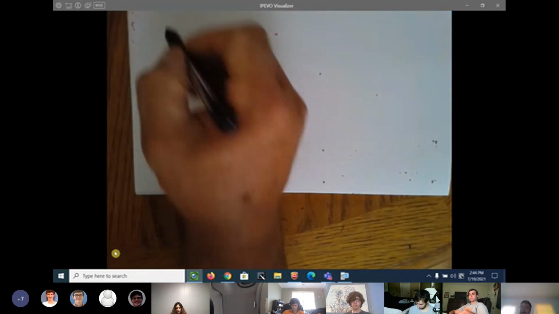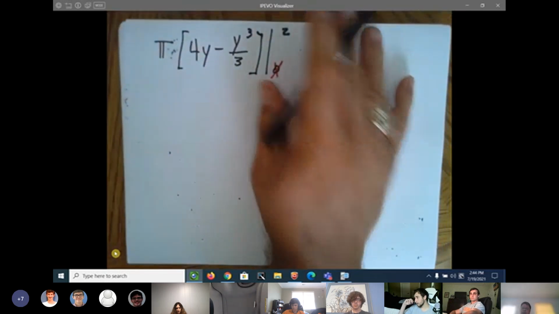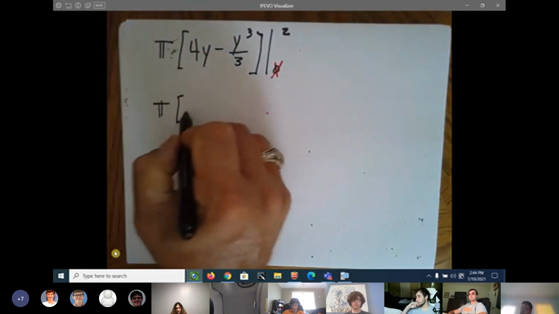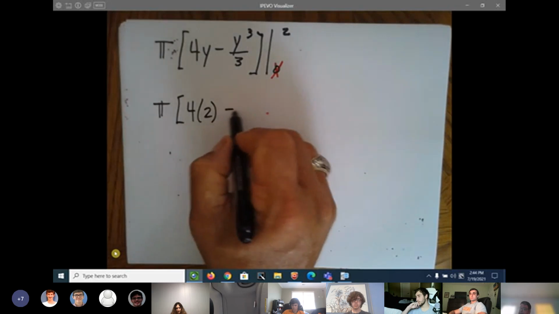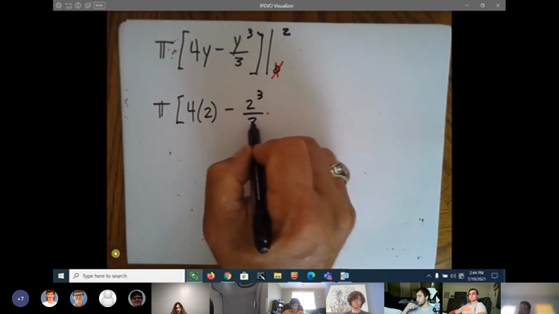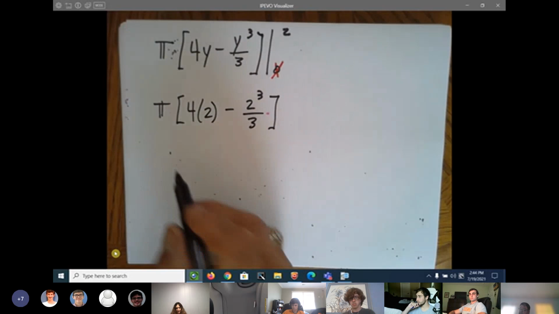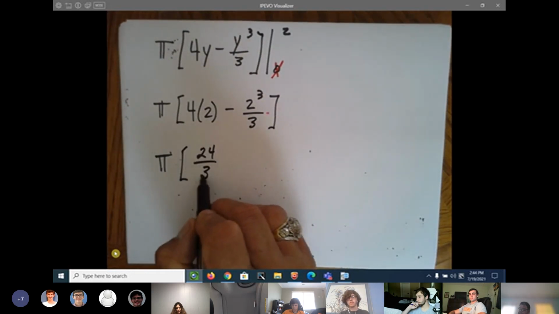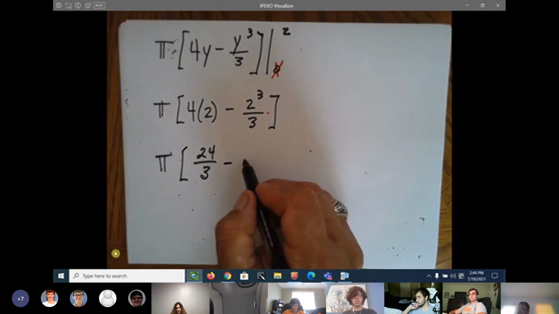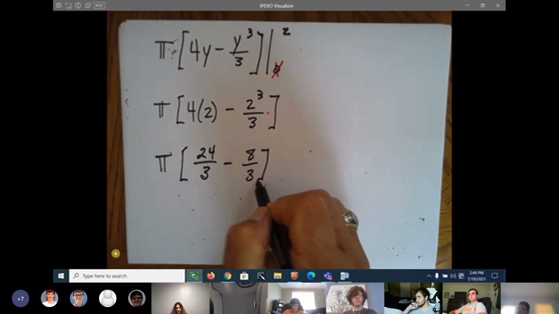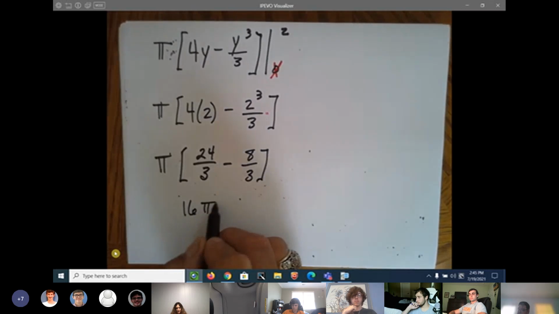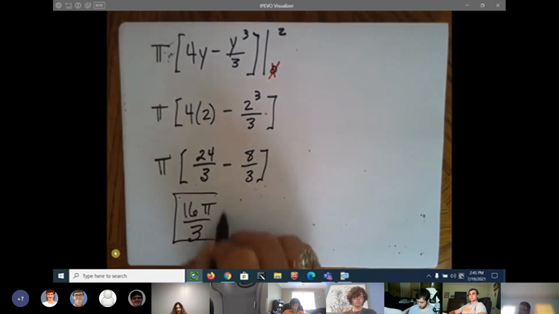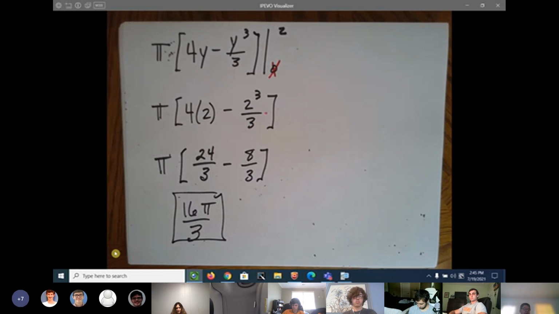So that leaves us with pi times (4 times 2 minus 2 to the third over 3), pi times 24 over 3 minus 8 over 3, 16 pi over 3. And that is more detailed, more accurate than around the x-axis.